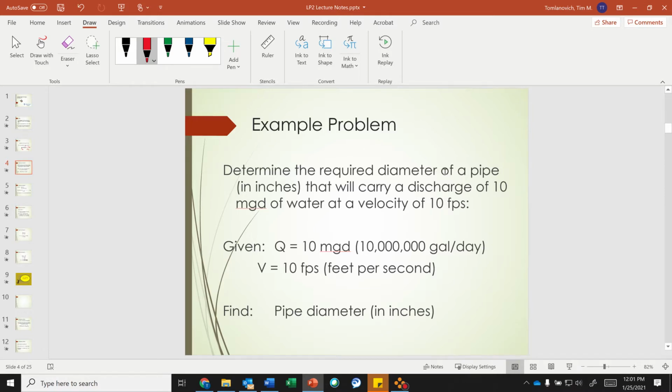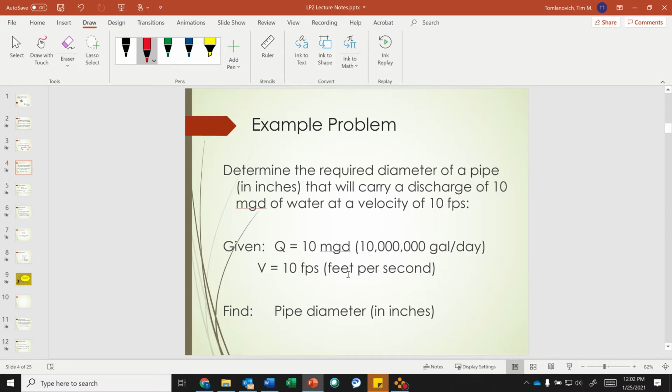Determine the required diameter of a pipe in inches that will carry a discharge of 10 million gallons per day, MGD, of water at a velocity of 10 feet per second, FPS. So given Q equals 10 million gallons per day. So we're going to start doing some unit conversions here. Velocity equals 10 feet per second. Find the pipe diameter in inches.